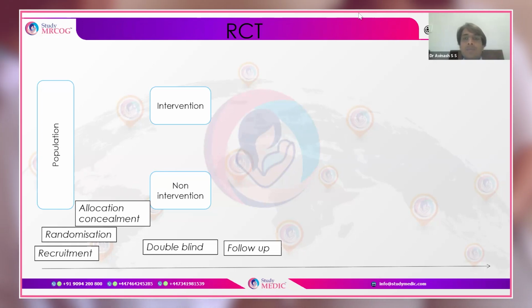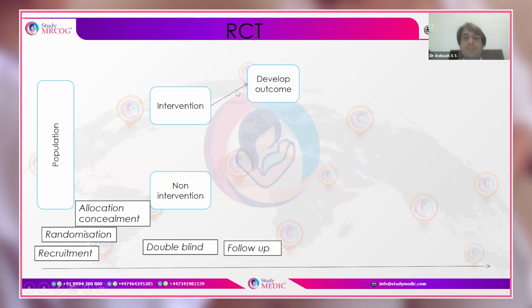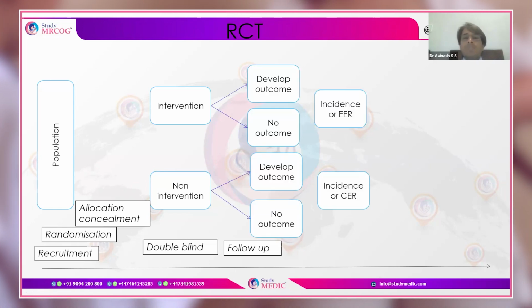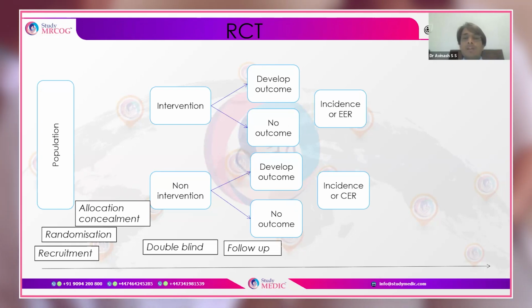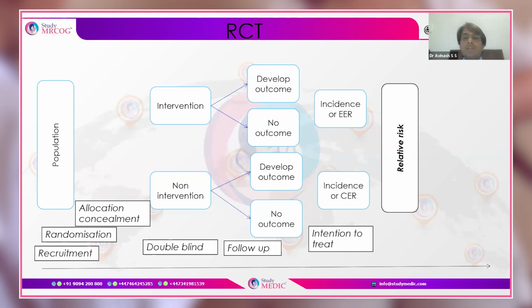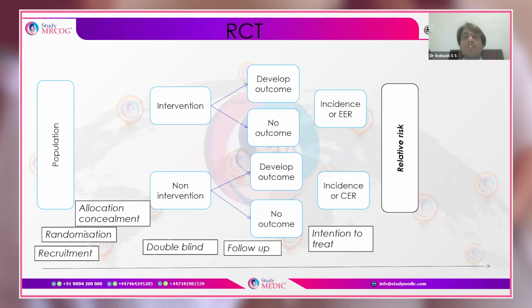Then we follow them up. After we follow them up, we see whether they develop the outcome or not, similar to the cohort, and then we calculate the experimental event rate of development of outcome in the intervention arm compared to the control event rate of development of outcome in the non-intervention arm to calculate the relative risk. Then we calculate the relative risk or the effect estimate based on intention to treat. That means all those who were recruited are considered to have completed the study, and based on that we calculate the relative risk.